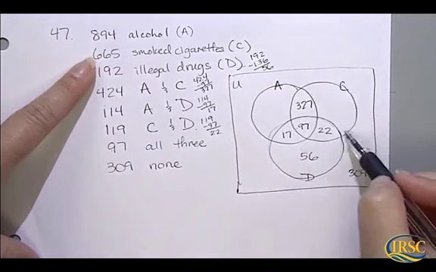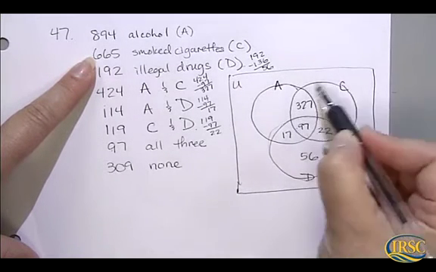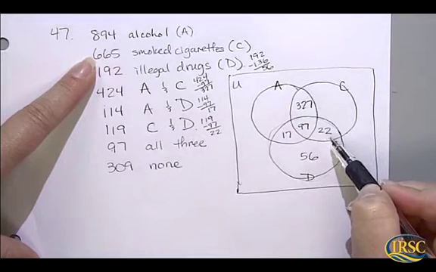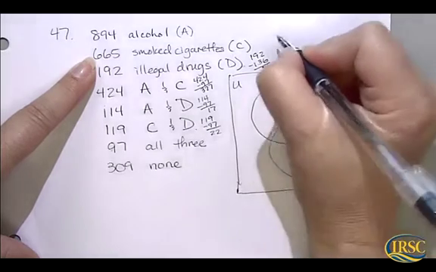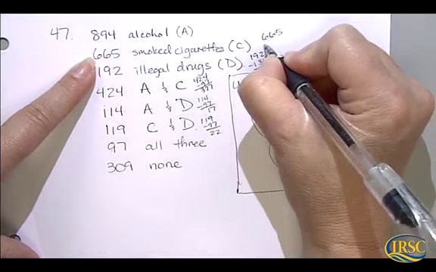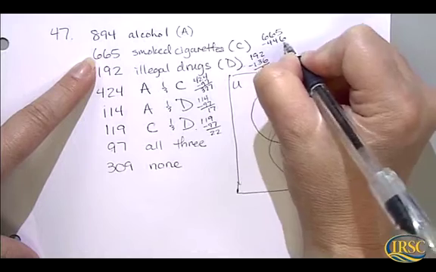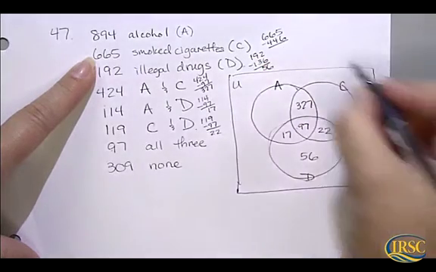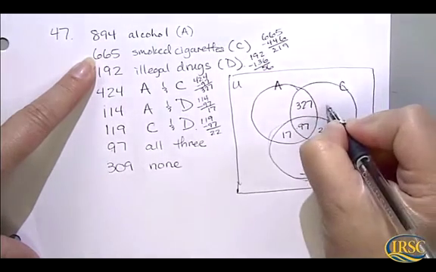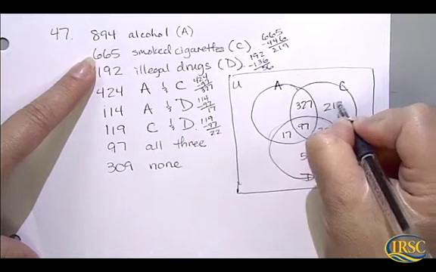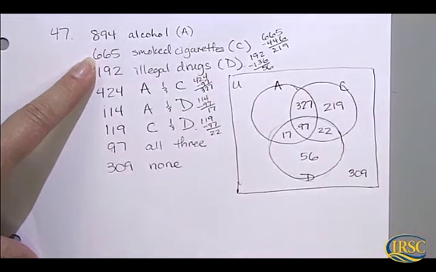Okay, for cigarettes, that includes this entire circle. So how many have we accounted for? 446. Okay, so 665 minus 446? 219. Everybody agree? So 219 goes into that region.